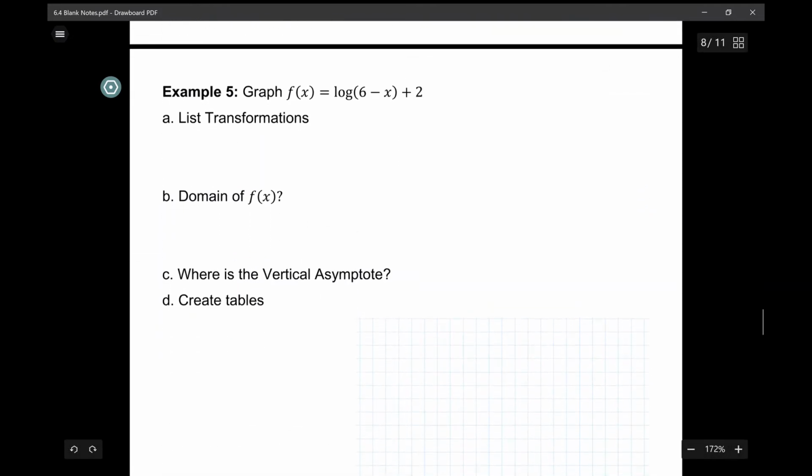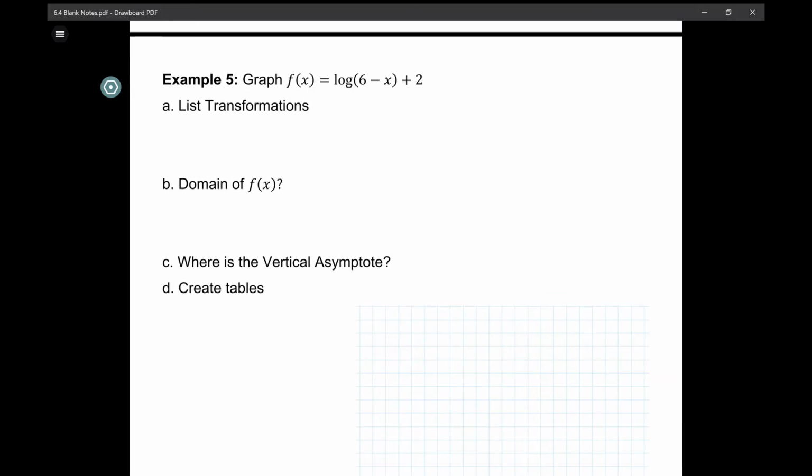So let's do one example of this and see if we can figure out the transformations and create a table and graph this function. All right, so we're going to graph f of x equals log base 6 of minus x plus 2. So let's list all the transformations for this one. All right. So the first one, I think the easiest one to spot, is the plus 2. And so that's a vertical shift up 2.